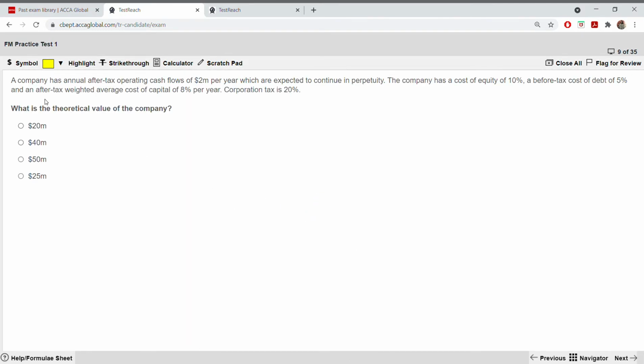A company has annual after-tax operating cash flows of 2 million per year, which is expected to continue in perpetuity. The after tax cost of capital is 8%, and there is a corporation tax rate. What is the theoretical value of the company? Make sure that you know how to find the theoretical value of the company.